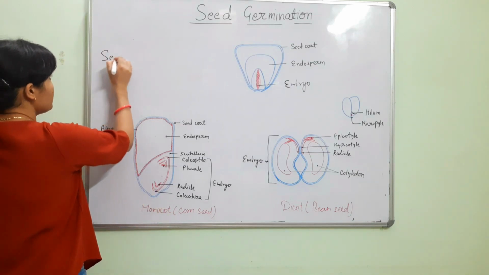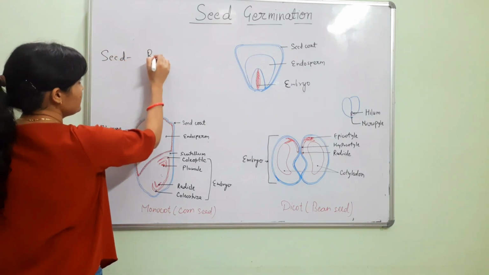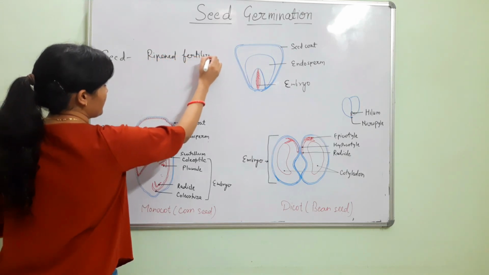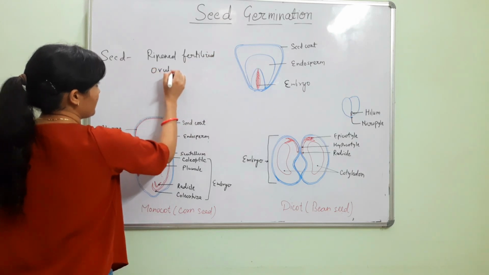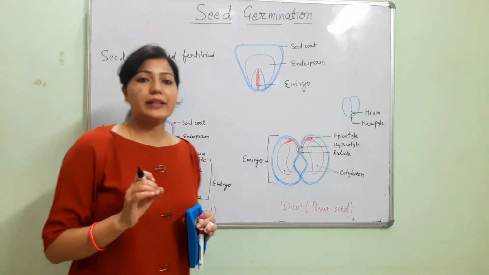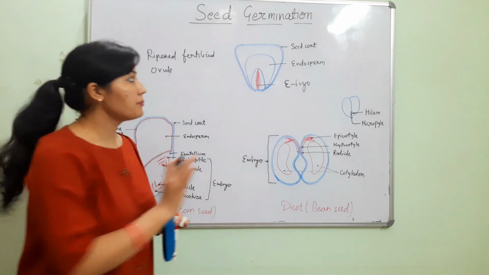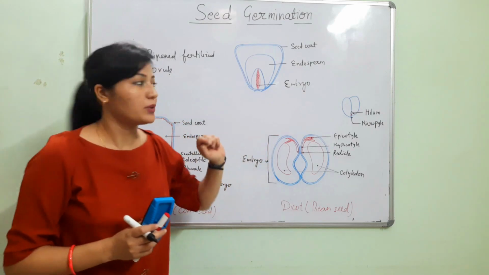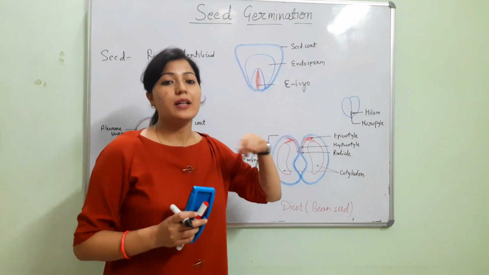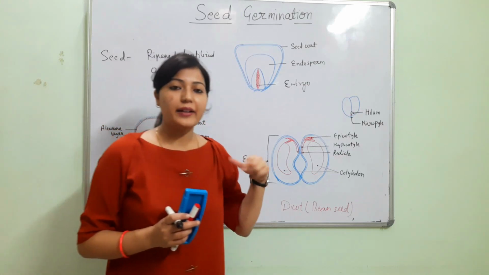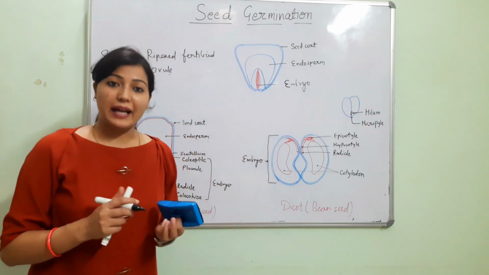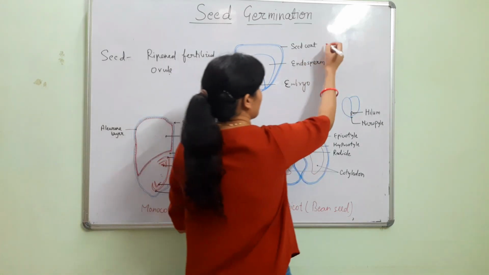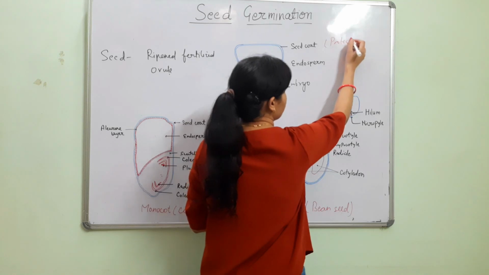A seed is a ripened fertilized ovule, and it consists mainly of three things: seed coat, endosperm, and the embryo. Okay, the seed coat is the outer layer of the seed, which is hard and provides protection against mechanical injury or the infection of disease and pests. So it provides the protection.